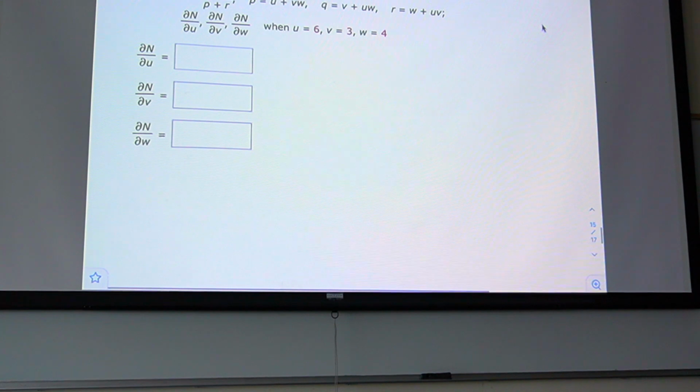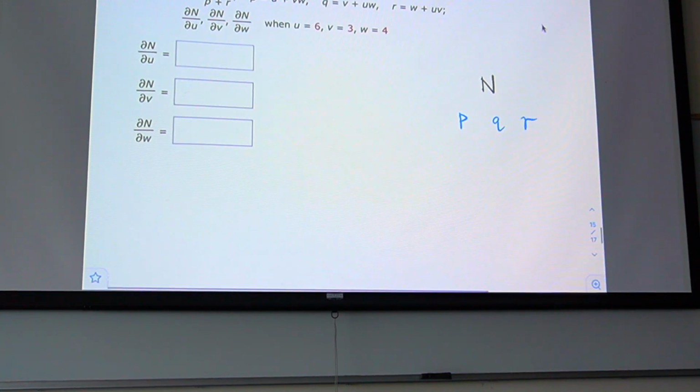Okay, let's think about what's the dependent variable and what's the independent variable. So what are we trying to find? We try to find ∂N/∂U, right? N is this right here on top, that's a dependent variable. So what are the independent variables? N over here is a function of how many variables do we have? Three variables: P, Q, and R. Okay, let's put that down. So P, Q, and R.